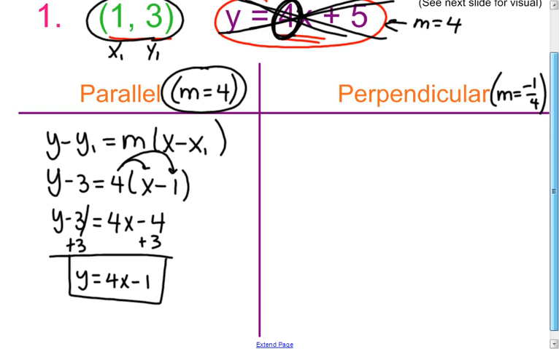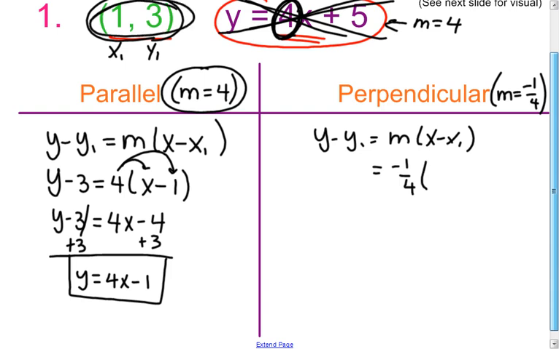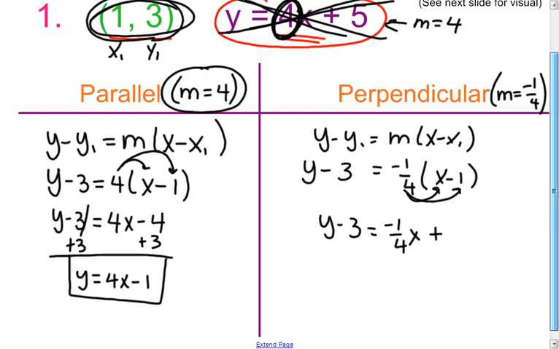And then perpendicular, I will do the same thing. I will still plug it into this formula right here. The only difference is, instead of using an m or a slope of 4, I will use an m or a slope of negative 1/4. Okay? This up here is still my x1 and my y1. So I still have y minus 3 equals negative 1/4 times x minus 1. So y minus 3 equals negative 1/4 times x is negative 1/4 x. Negative 1/4 times negative 1 is positive 1/4.